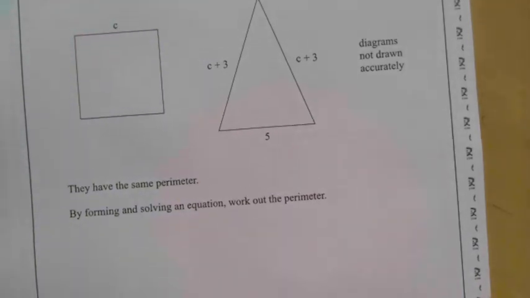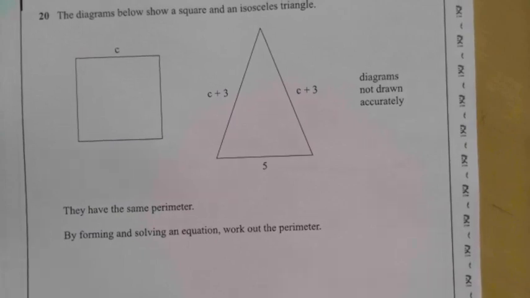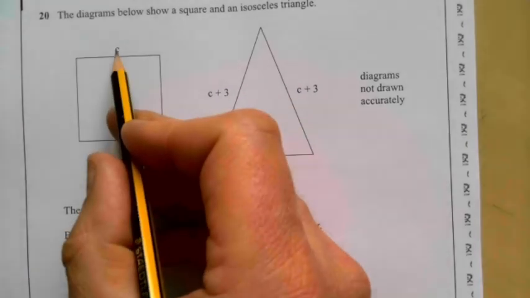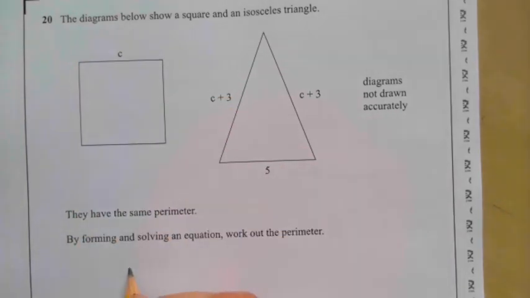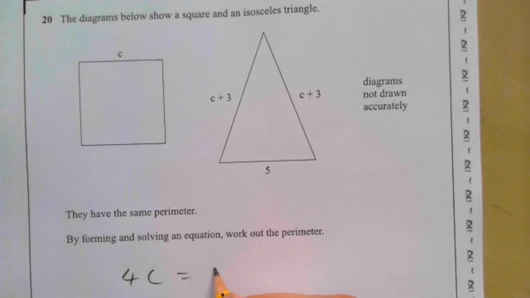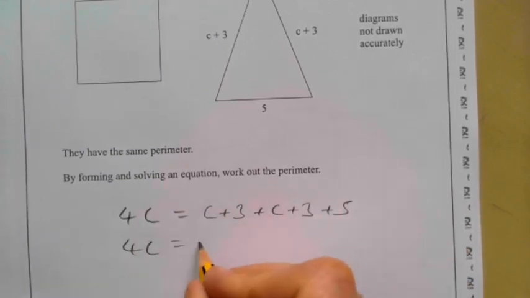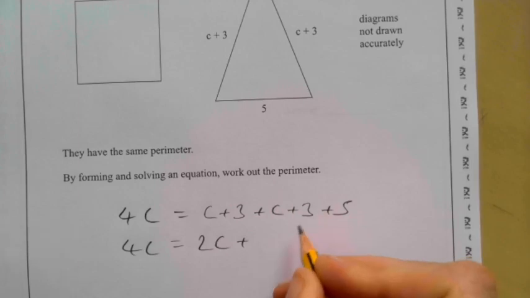Diagram below shows a square and an isosceles triangle. They have the same perimeter. By forming and solving an equation, work out the perimeter. So this one's a square, so the perimeter is 4 of those, so it's 4c. And then that equals c plus 3 plus c plus 3 plus 5. So 4c equals 2c plus 11.